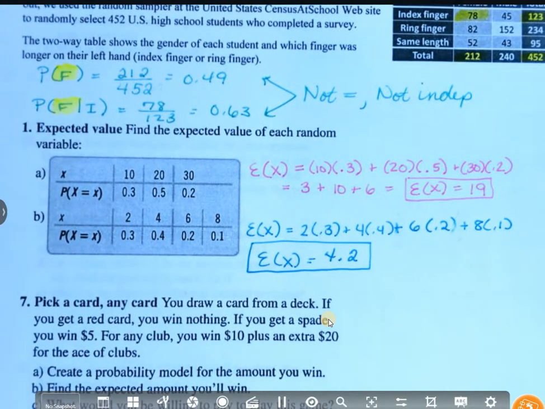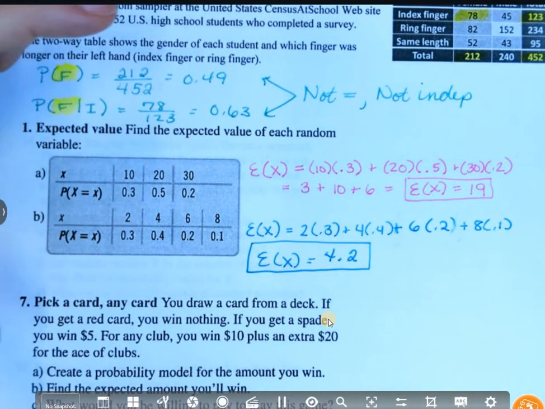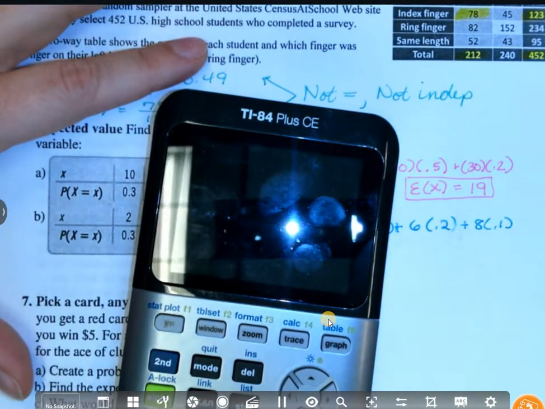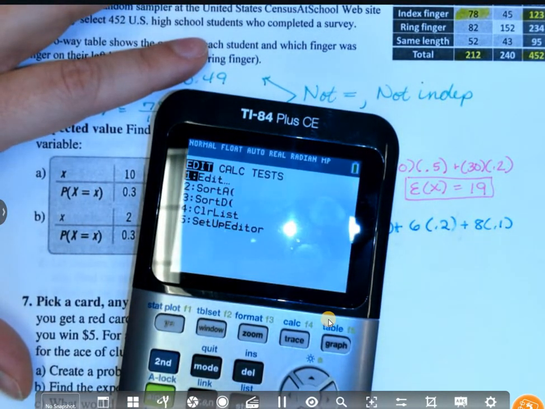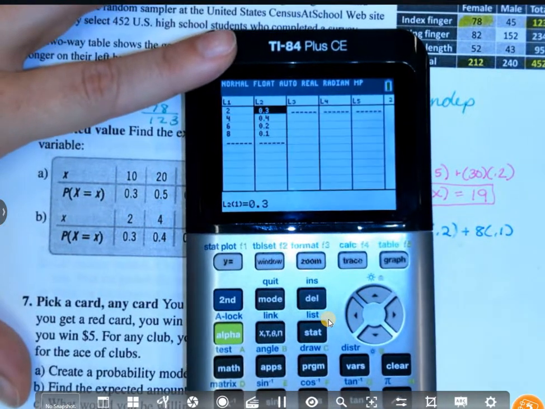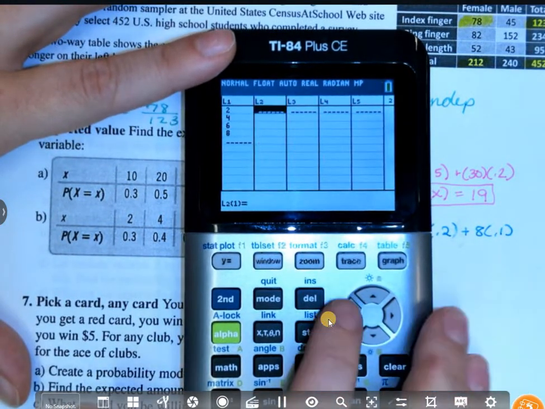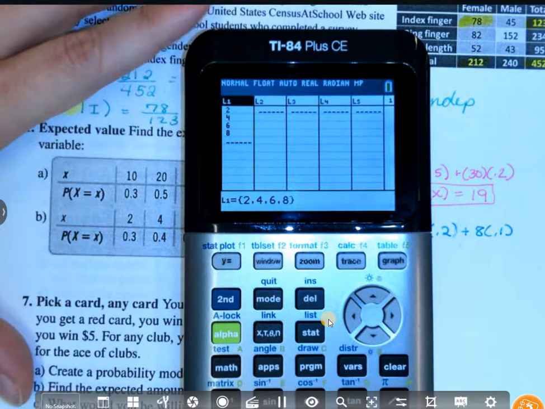Now, to show you how to do these on your calculator all at once, because this is not that bad when you only have a very limited number of outcomes. But if you're like me, you're likely to make little mistakes. How can I do this on the calculator? It's actually quite simple. You're going to go to your Stat button, Edit, clear out whatever you have there.